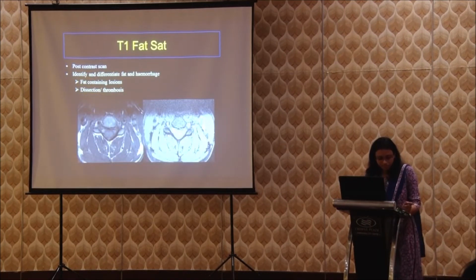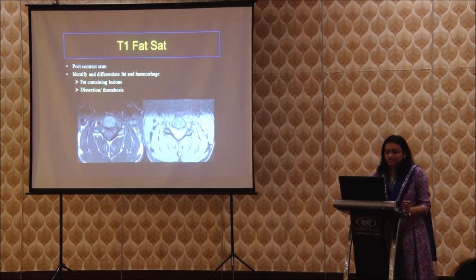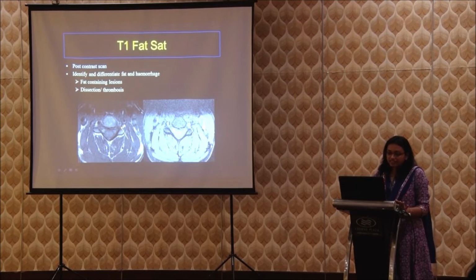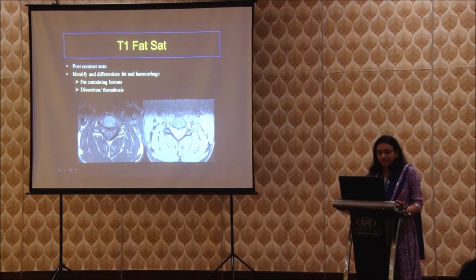T1 fat-sat images are also useful in differentiating dissection and identifying thrombosis in vessels. This was a case of vertebral artery dissection on the left side. This is a normal T1, so there is slight hyperintensity on the left side in the left vertebral artery, and on fat-sat images, this T1 hyperintensity is well delineated because the rest of the fat is suppressed and the hemorrhage appears hyperintense.